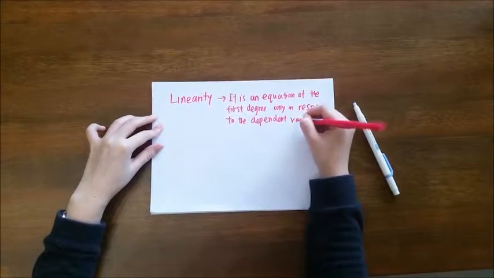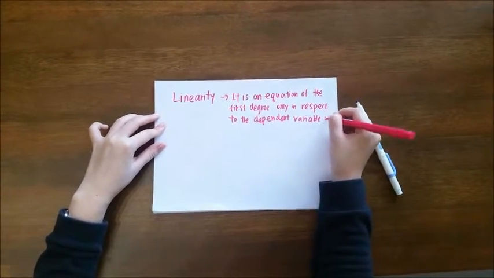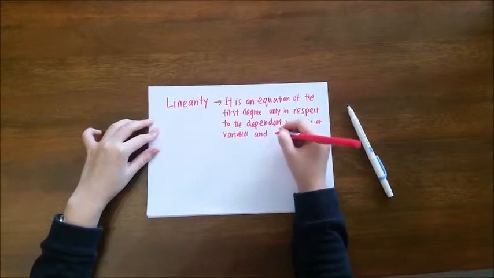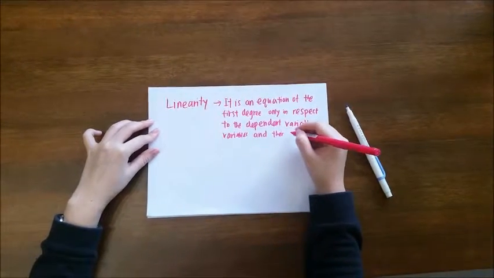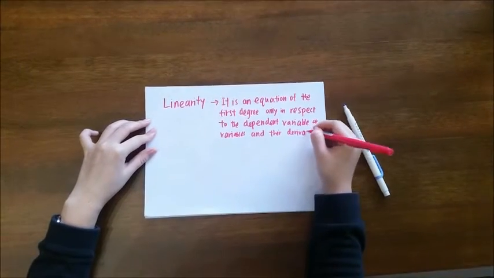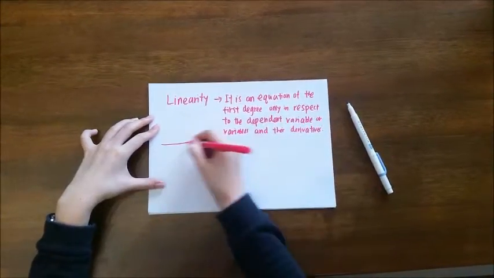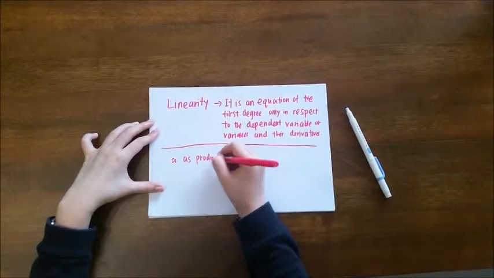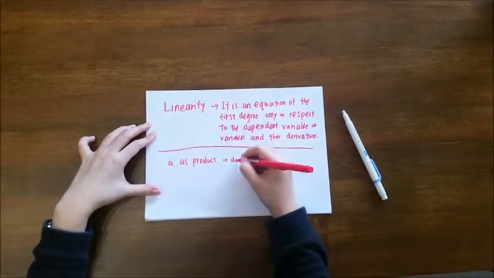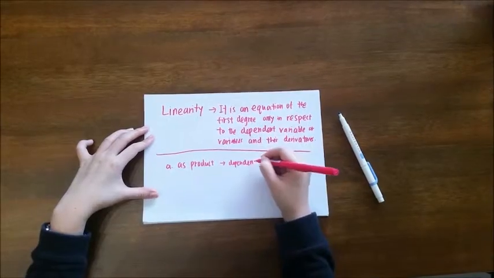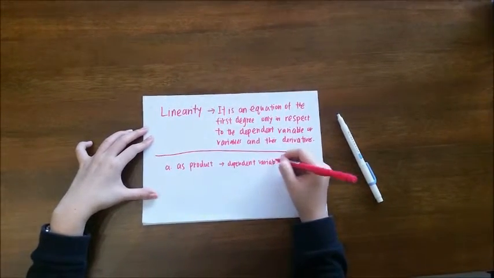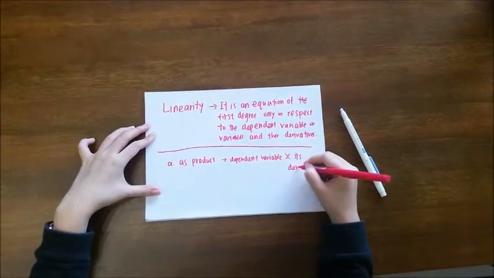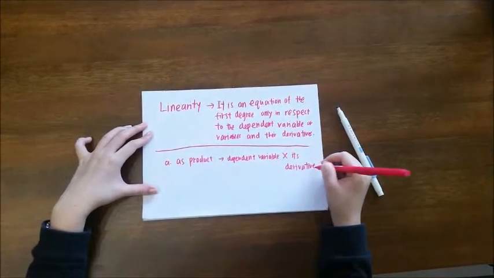So, let us recall what linearity is. It is an equation of the first degree only with respect to the dependent variable and its derivatives. What are the different forms of nonlinear differential equations? Firstly, it can occur as a product, whereby the dependent variable is multiplied by its derivatives.